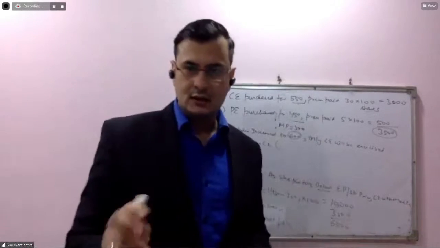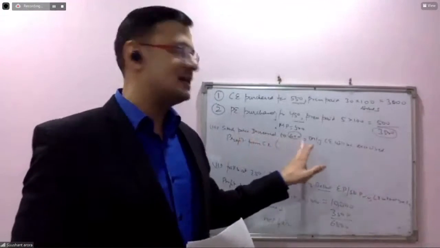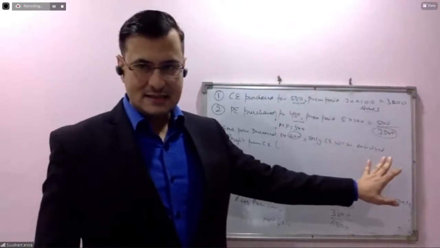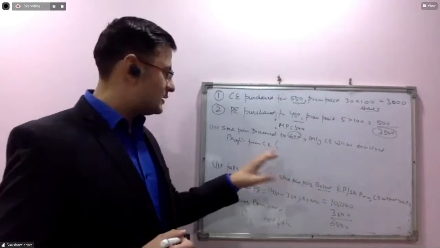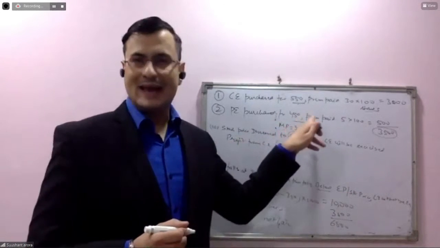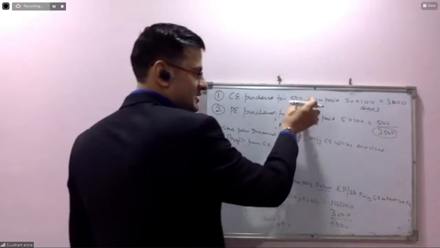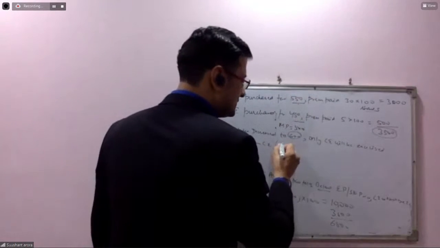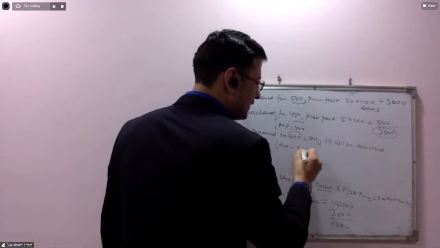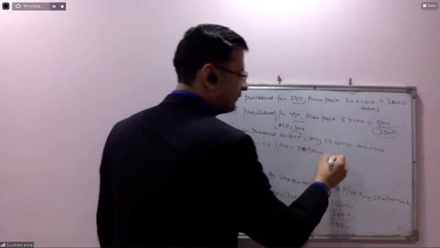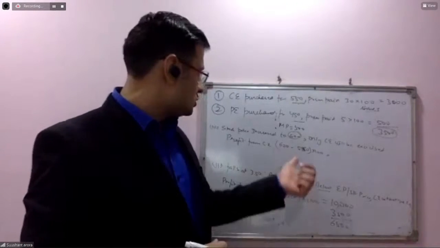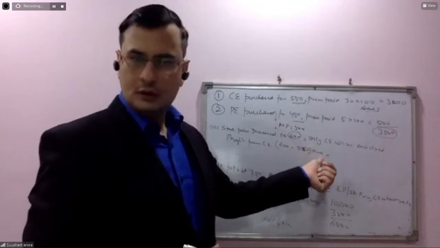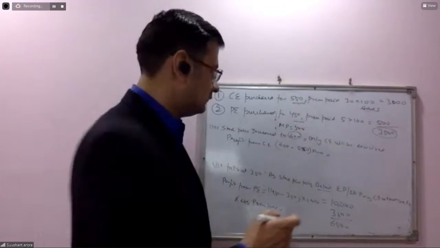I was on the third point, where I said the stock price increased to 600. Clear? So now only the call option will be exercised, right? The profit from the call option will be equal to the difference between the exercise price, which is 550, and the actual market price. So 600 minus 550, into 100. How much profit did we make? It's 50 into 100, which is 5,000.